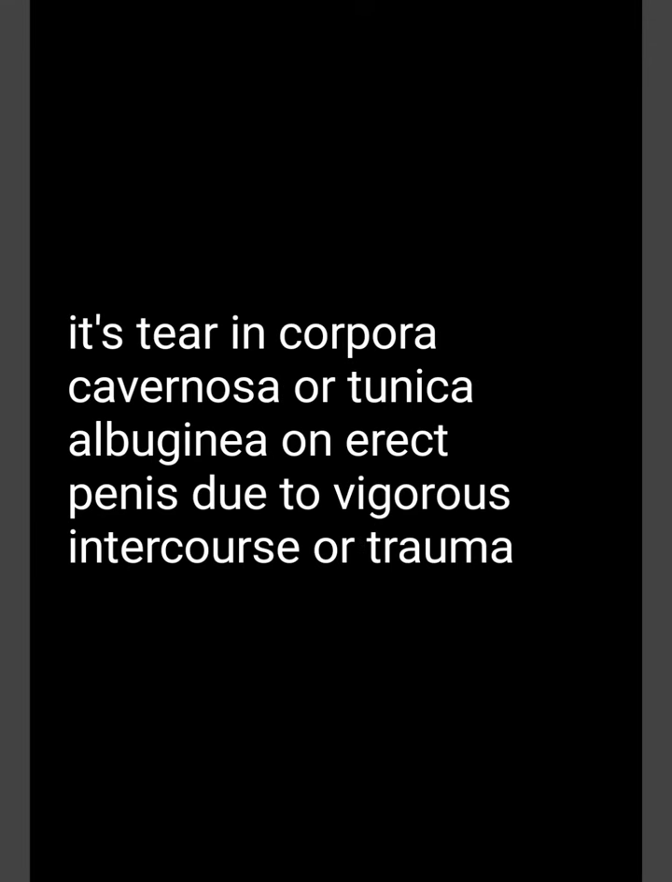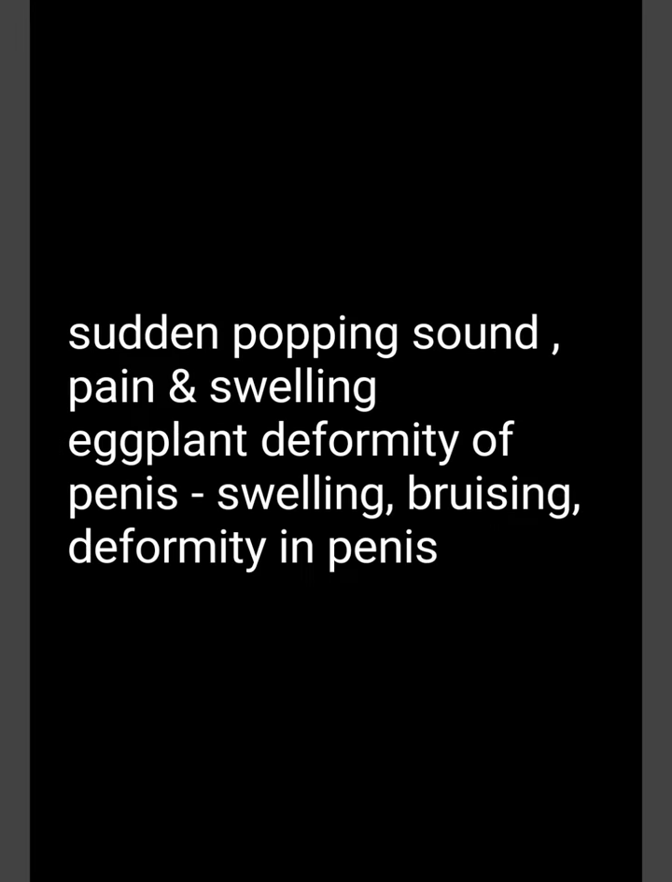What's fracture shaft of penis? It's tear in corpora cavernosa or tunica albuginea on erect penis due to vigorous intercourse or trauma. Features of fracture shaft of penis: sudden popping sound, pain and swelling. Eggplant deformity of penis, swelling, bruising, deformity in penis.